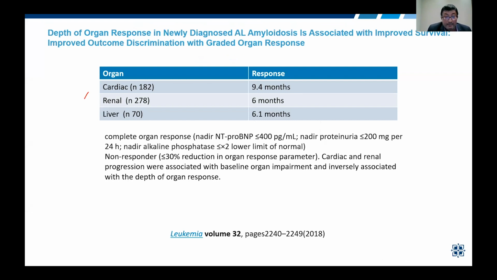So responses are slow, but I like this data because it was presented in 2018 by Dr. Dispenzieri and her group. You can see that the cardiac response comes up to 9.4 months, the renal response in 6 months, and the liver response at 6.1 months. It takes time to get complete or partial responses. So those organ responses do happen later if you get a good hematological response in our patients.